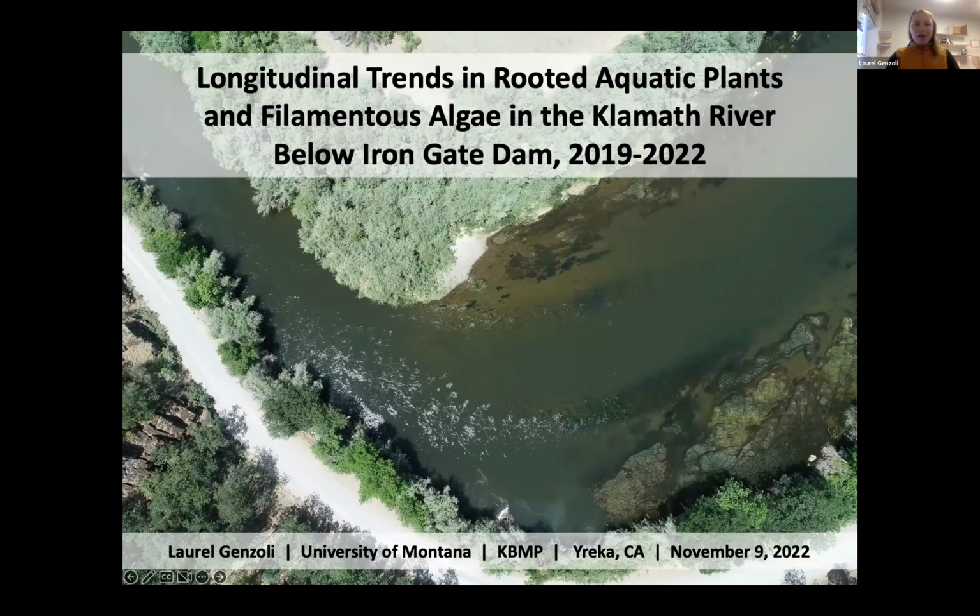Okay. So I'm going to give everybody an update on some work that I last reported on in 2019 at the Fall 2019 KBMP meeting. We now have 4 years of data looking at longitudinal trends in rooted aquatic plants and filamentous algae in the Klamath River below Yreka Dam. And this project is going to contribute to some of the work that Desiree just reported on. So that was a great setup.